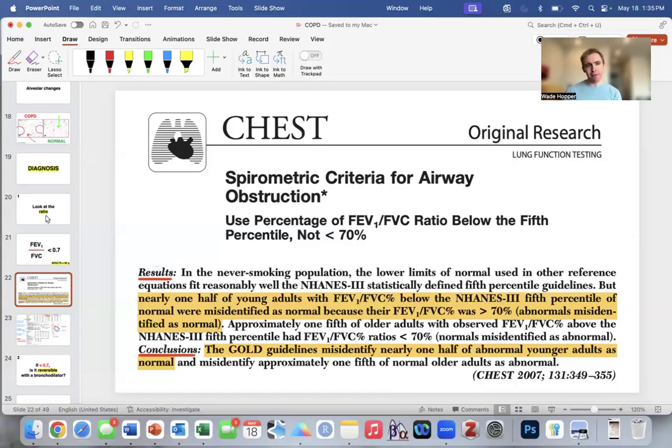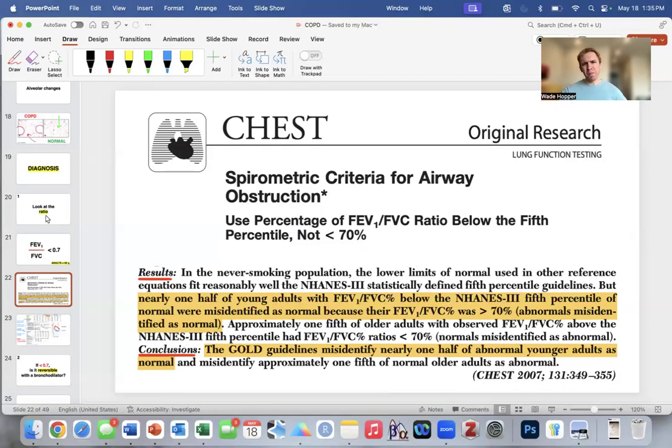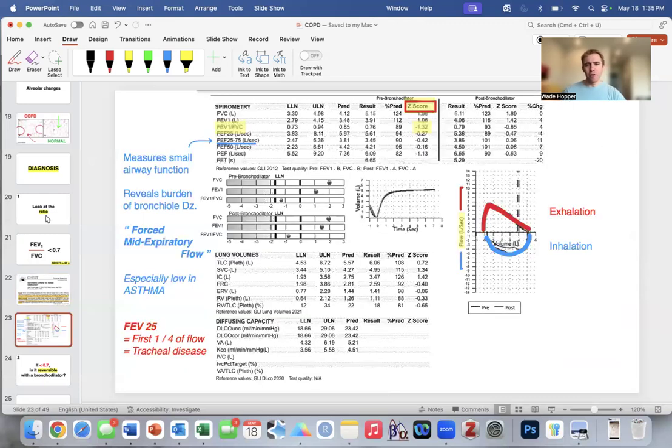You're not going to get asked this on your test, but understand that if you have a young patient and their ratio is normal, that might not necessarily mean that they don't have the disease. So what you want to look at in adults younger than age 65 is their Z-score. So now we're going to look at some pulmonary function tests, and we'll walk through interpreting all this.